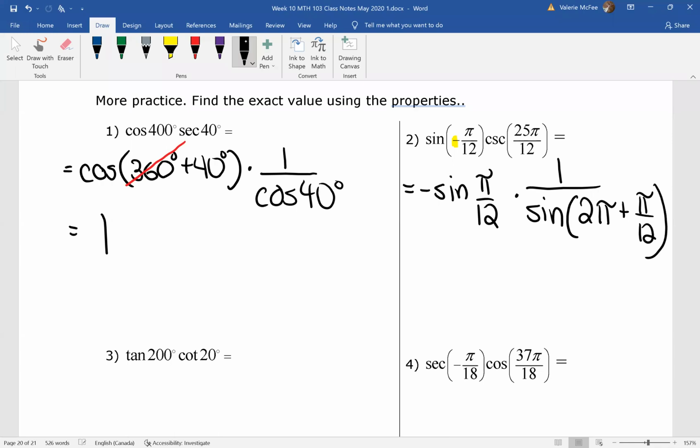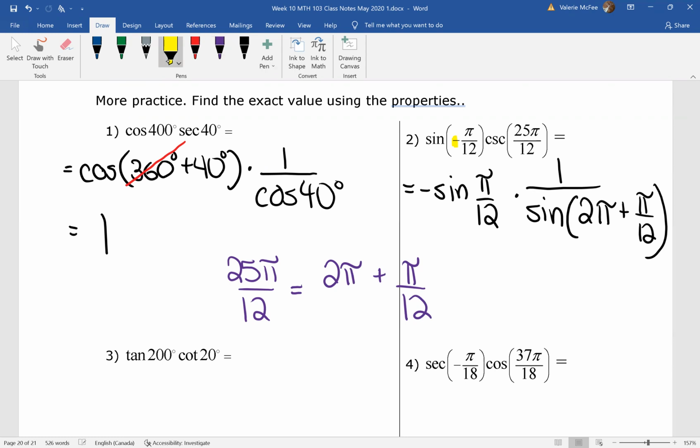Now, how do I know that it's 2 pi plus pi over 12? Let's talk about that. 25 pi over 12 is equal to 2 pi plus pi over 12.